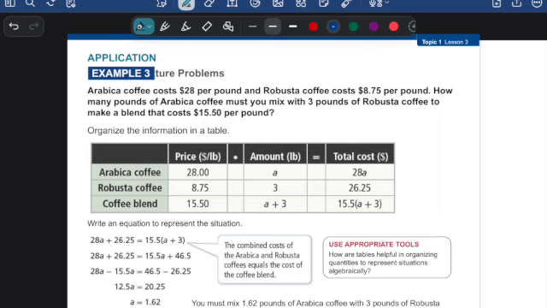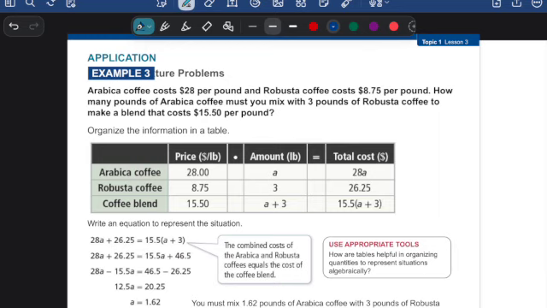All right, our application problem, example 3. Arabica coffee costs $28 per pound and Robusta coffee costs $8.75 per pound. How many pounds of Arabica coffee must you mix with 3 pounds of Robusta coffee to make a blend that costs $15.50 per pound? So we can organize all of our information in this table. It really helps.